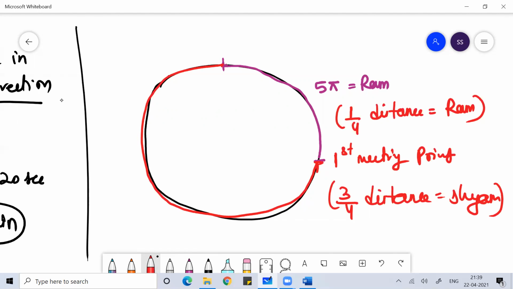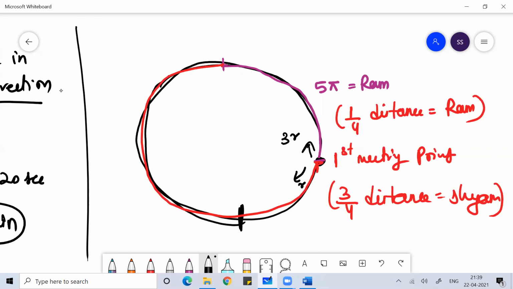Okay, so they met here. Then after that they met here. Now Shyam is running at 3R, and Ram is running at R. So again Shyam would cover three fourths of the distance, and they'll meet here second time. This was the first meeting point, and this is the second meeting point.